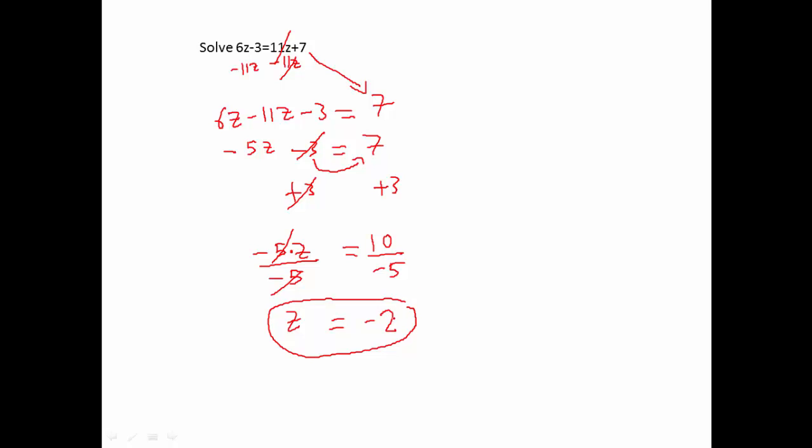And in order to check if this is a solution to the equation here, you can plug in negative 2 on the left side here. So 6 times negative 2 minus 3 gives you 6 times negative 2, negative 12, minus 3 gives you negative 15, right? And on the right hand side, 11z means 11 times negative 2 plus 7. 11 times negative 2 gives you negative 22 plus 7, which is negative 15. So yes, they are equal to each other. That means z equals negative 2 is a solution to this equation.